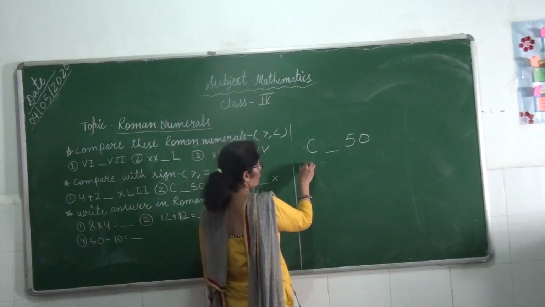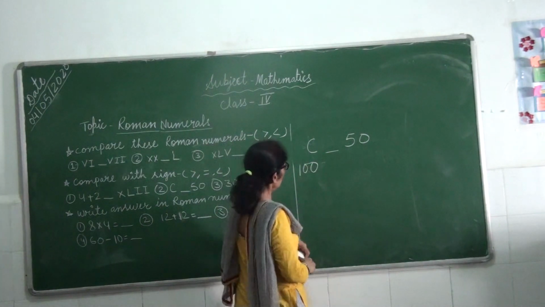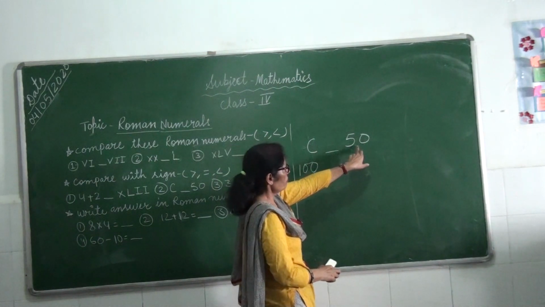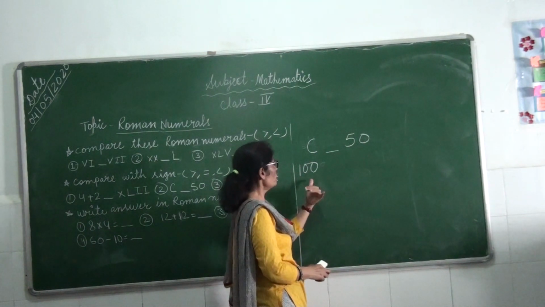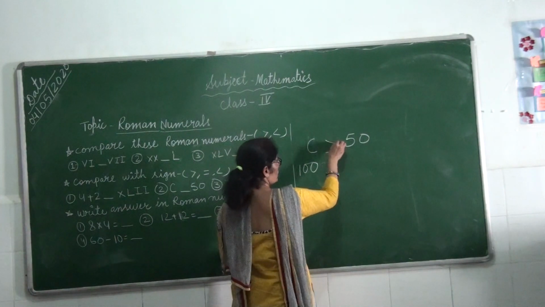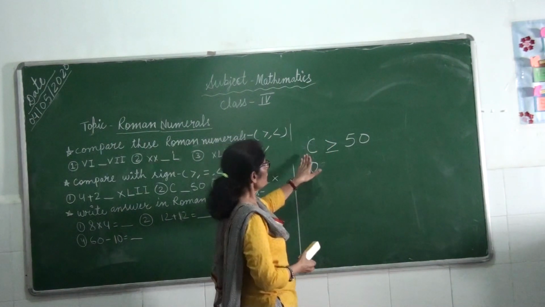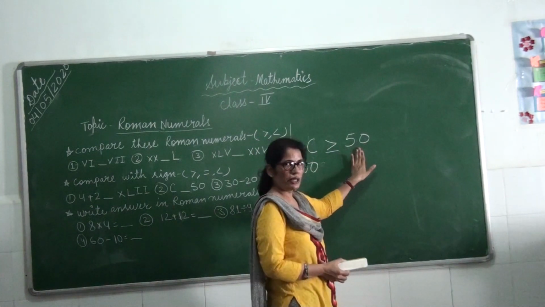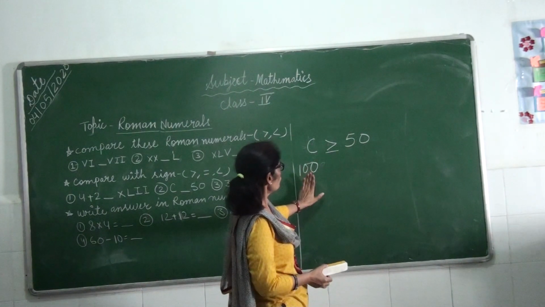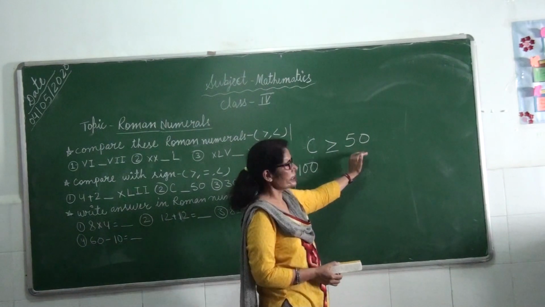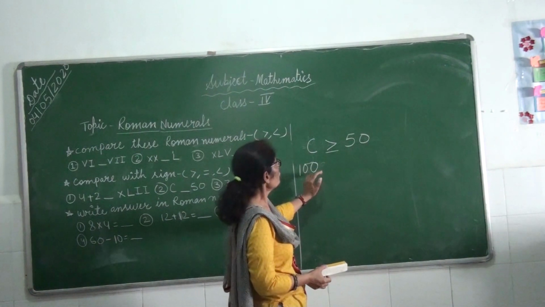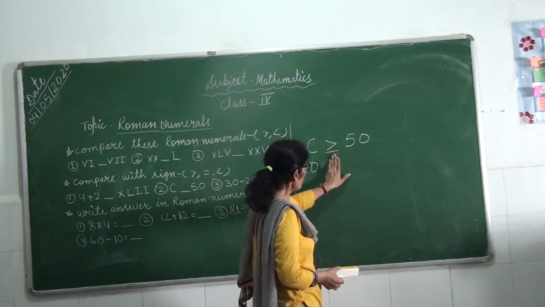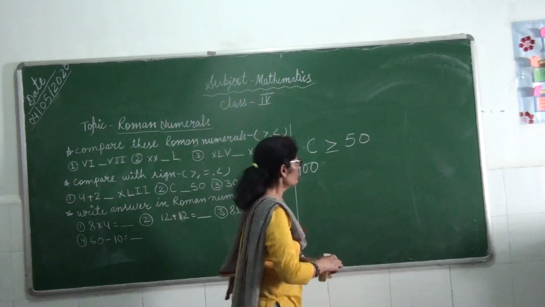You can write the number below. 100 and it is number 50. So we have to put the sign like that. Means C is greater than 50. C for 100, तो जो हमारा 100 नंबर है वो 50 से greater होगा, so we have to compare like that, C greater than 50.